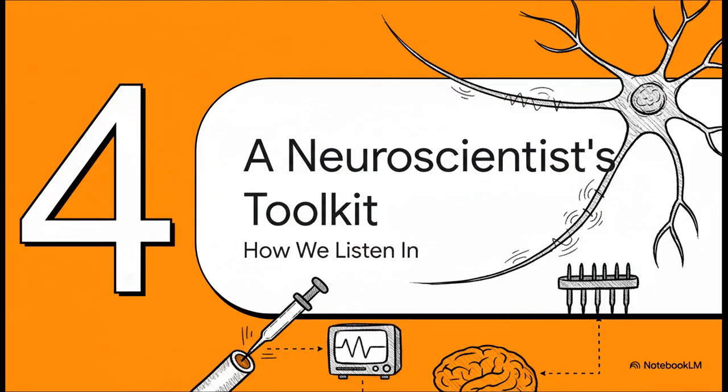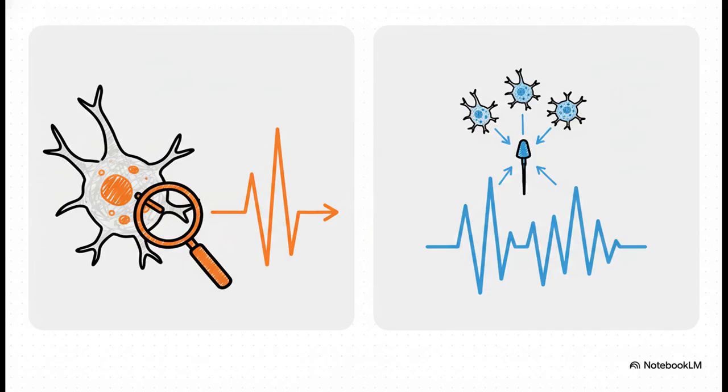Well, that brings us to the really cool part, the tools and techniques neuroscientists have developed to eavesdrop on these incredibly fast and faint electrical signals. Broadly speaking, you can listen in on neurons in two ways, from the inside or from the outside.